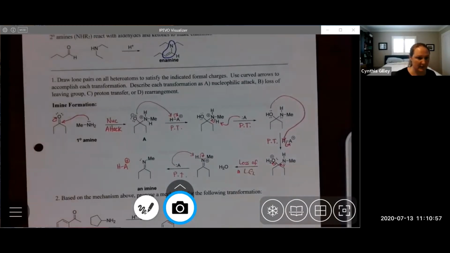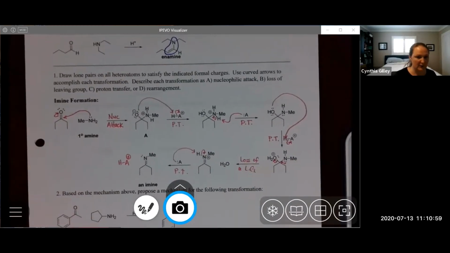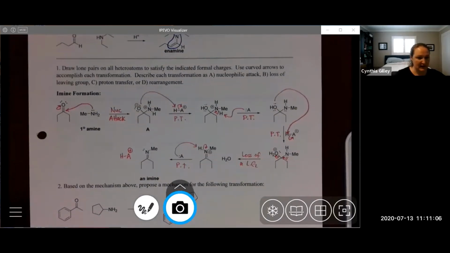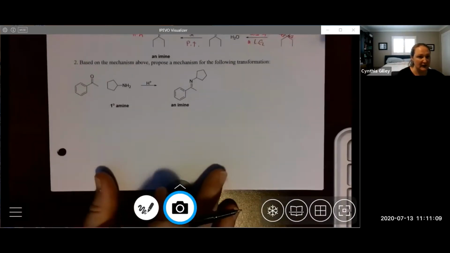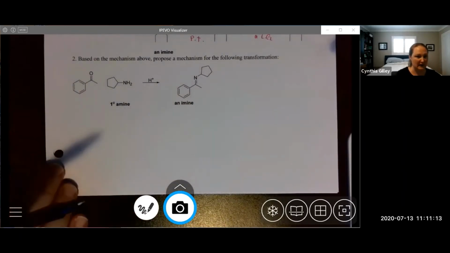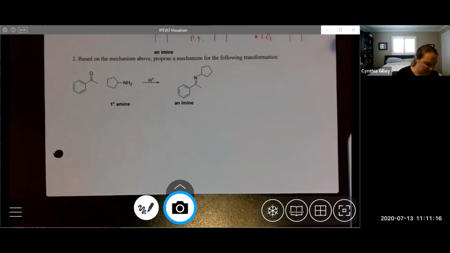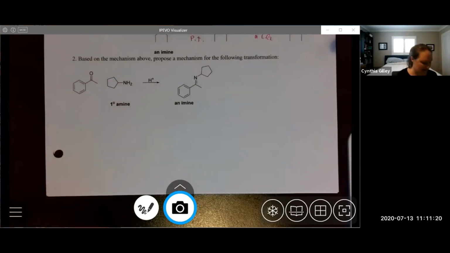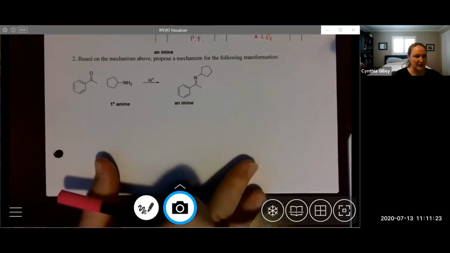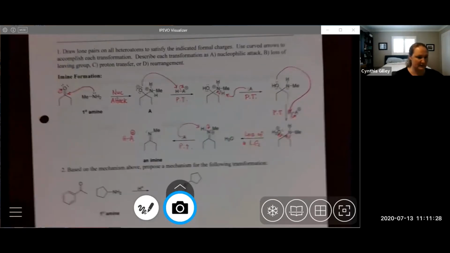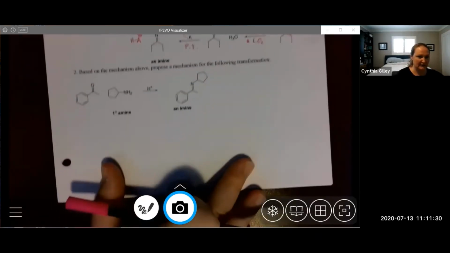Should be better. Okay, so now we're going to go ahead and apply that to a different set of substrates. But just notice that we are still using a primary amine. That's really important if you're going to be forming an imine. And then notice that we can also use a ketone. So the previous example was a ketone as well, sorry. But it could be an aldehyde or a ketone. We have two examples of ketone, but it could be an aldehyde as well.